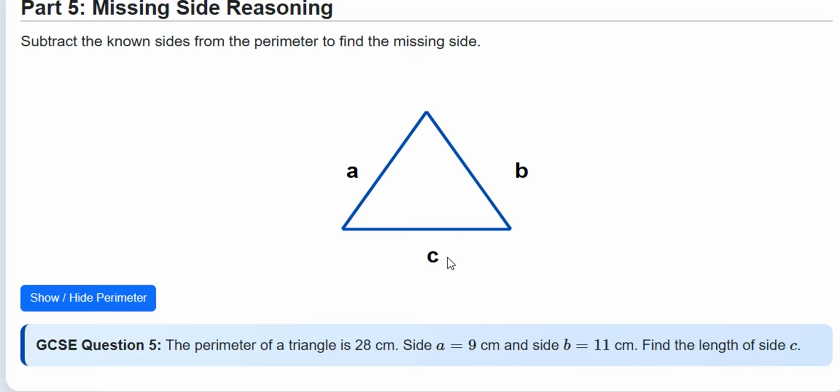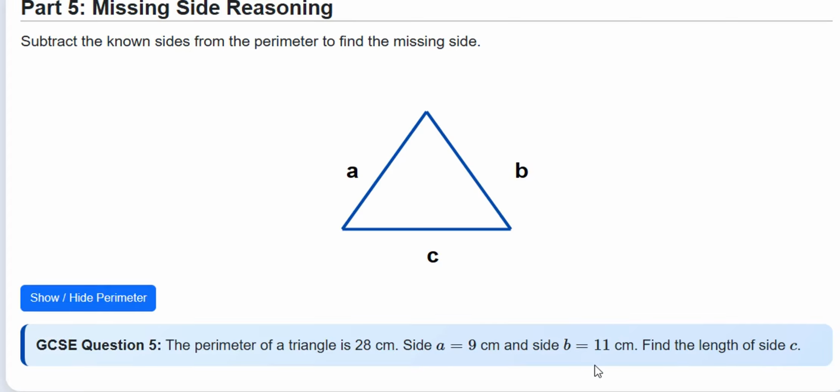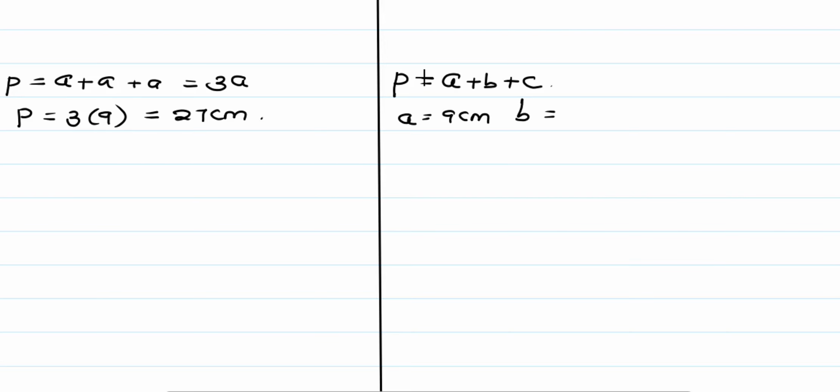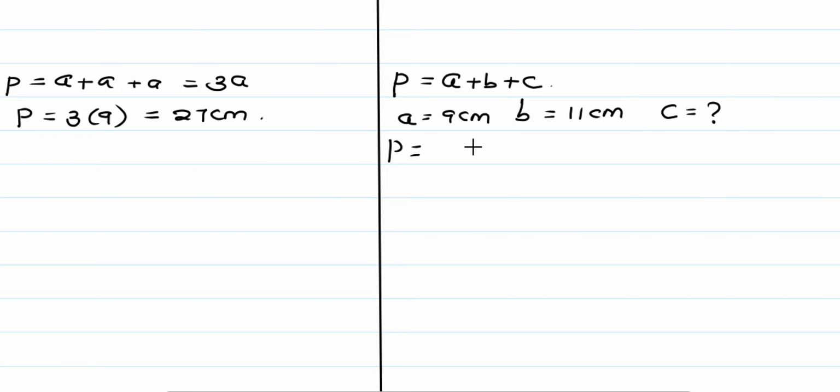But you see, in this case, we have A, which is 9 centimeters. Then we have B. What is B? B is 11 centimeters. But we don't have C. We asked about C. So, since we know the formula for perimeter, we are actually given the perimeter. The perimeter is 28 centimeters. So you are given the perimeter here is 28 centimeters.